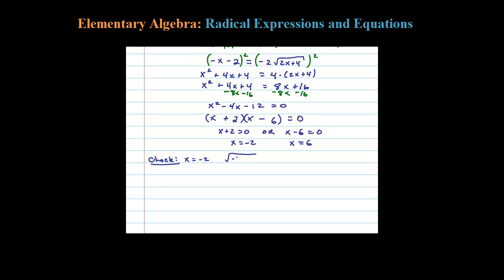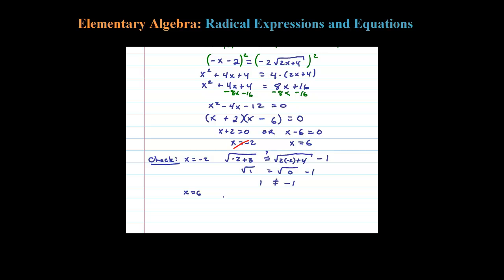Okay, so the original was x plus 3. The question is, does that equal the square root of 2 times x, which is negative 2, plus 4, minus 1? Well, this is the square root of 1, which is just going to be 1. And on this side, that's going to be 0 and then minus 1. So 1 does not equal negative 1. That's telling me x equals negative 2 is extraneous.